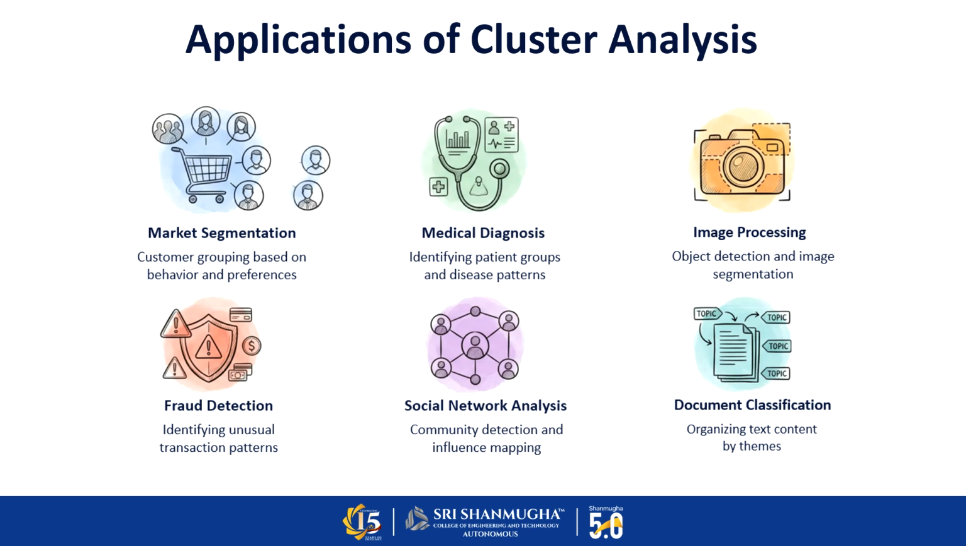And third one, image processing. Object detection and image segmentation. We cluster pixels by color, texture, or spatial proximity. And the next one is fraud detection. So identifying the unusual transaction pattern. It catches the fraudulent activity in real time before significant damage occurs. Credit card companies use DBSCAN to cluster normal spending patterns. Any transaction that falls outside all clusters is flagged for review immediately.